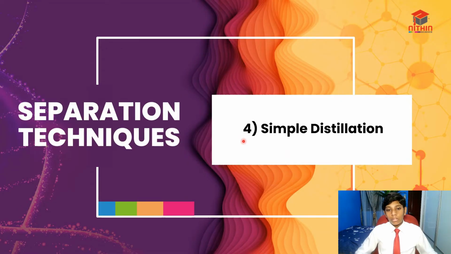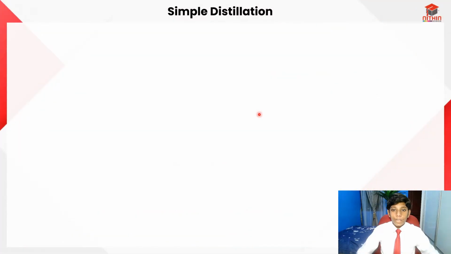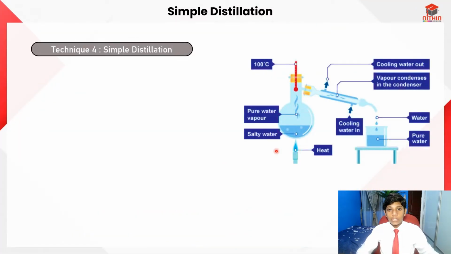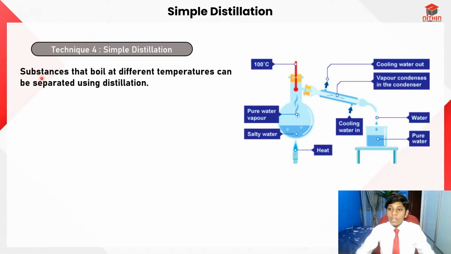Okay, so next, simple distillation. This is the fourth separation technique. This is what a simple distillation setup looks like. Firstly, substances that boil at different temperatures can be separated using distillation. Boil at different temperatures. This is something important that you need to take note of.